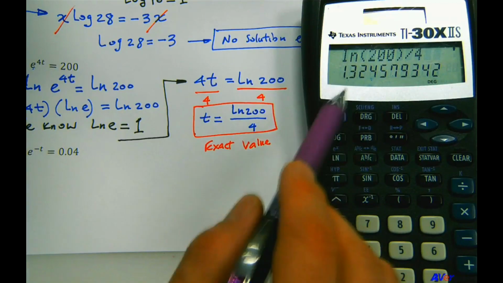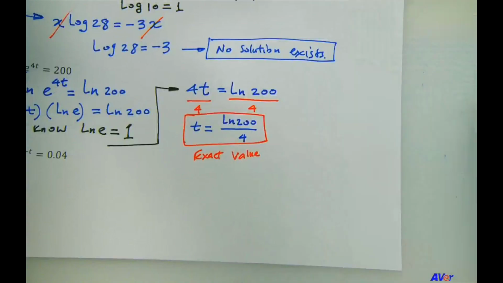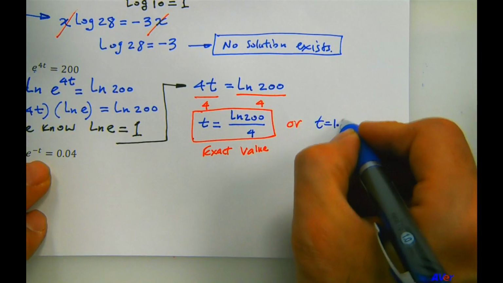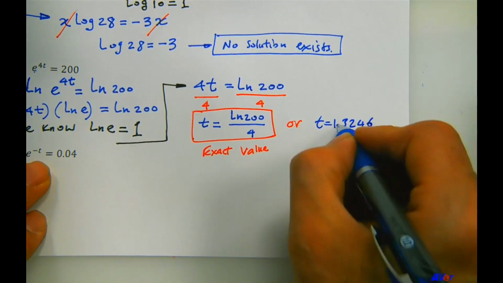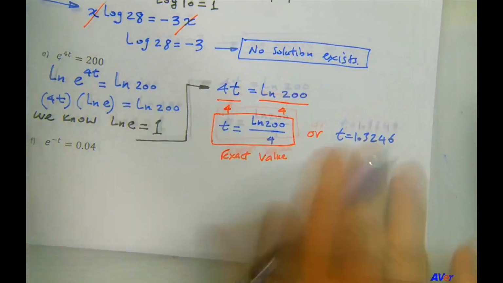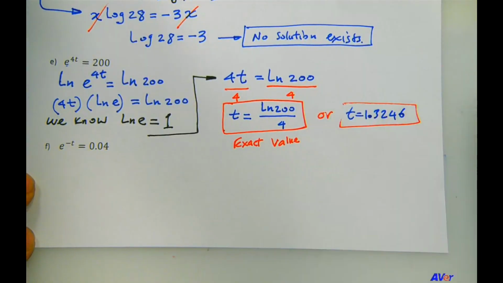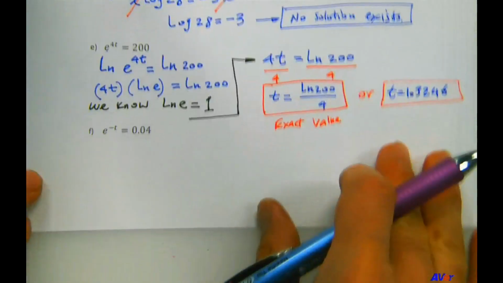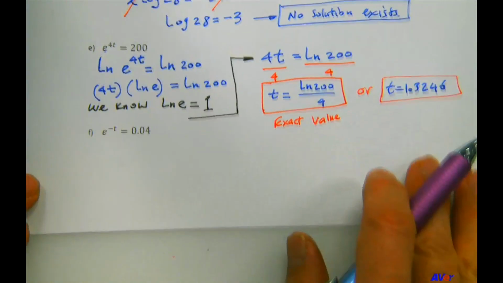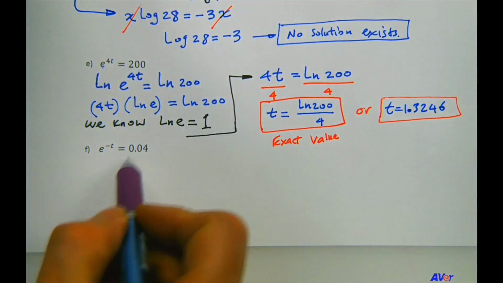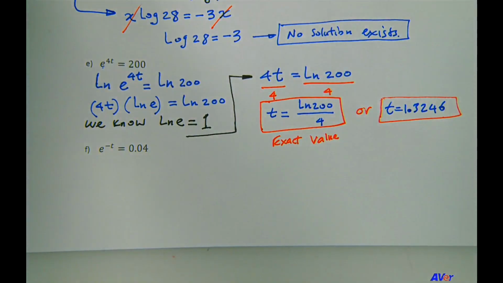So I can actually say either that or give that answer up to 4 decimal places, 1.3246. Either this or that, depending on how you're asked to give the answer. Okay, so I hope this agrees with the answer you already got on your paper. If so, please answer this question. So pause the video, answer this question, and then come back to the video.